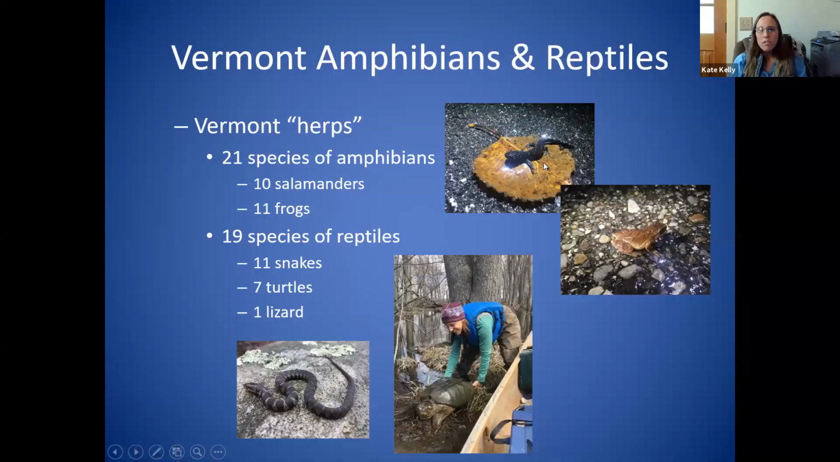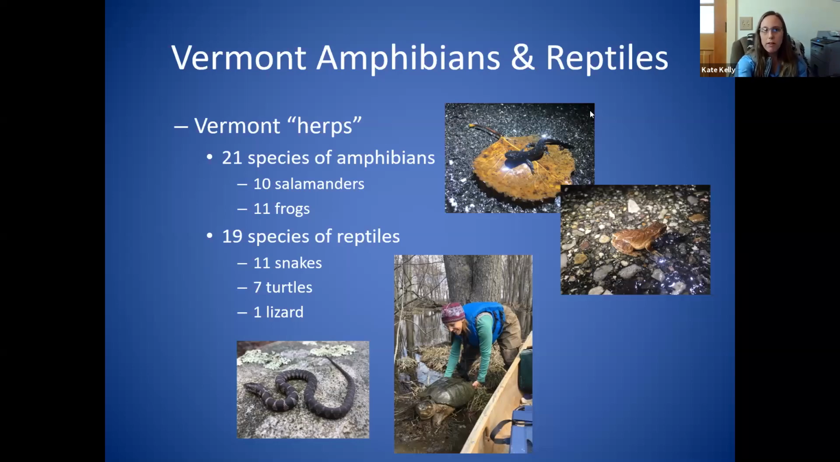All right, so Vermont's reptiles and amphibians. First of all, what are these things? Okay, so amphibians, you guys probably know already, are frogs and salamanders. And we have 21 species of amphibians here in Vermont. We have 10 species of salamanders and 11 of frogs.